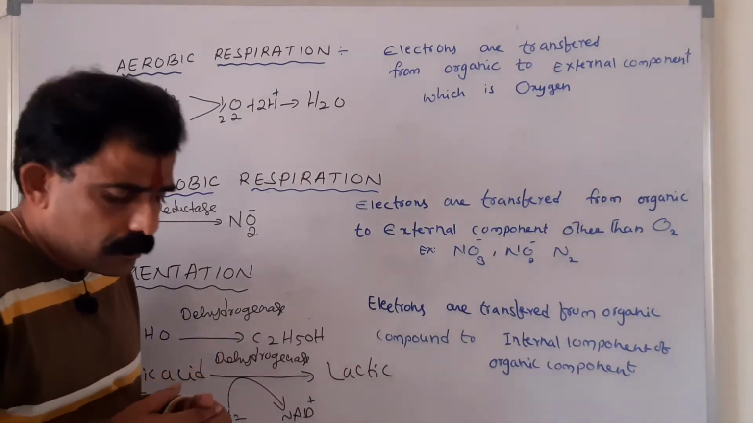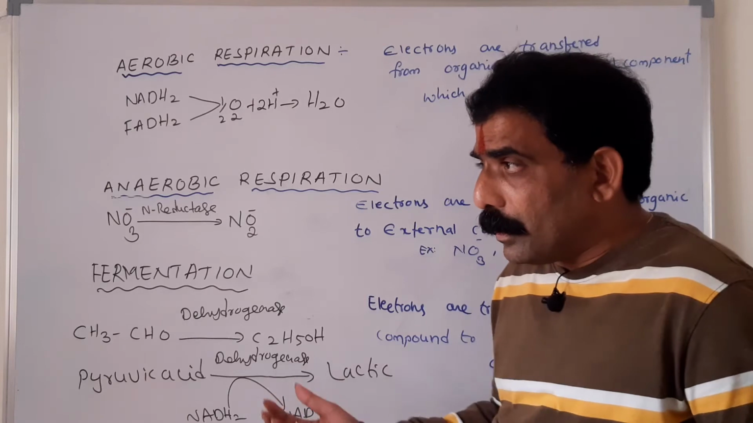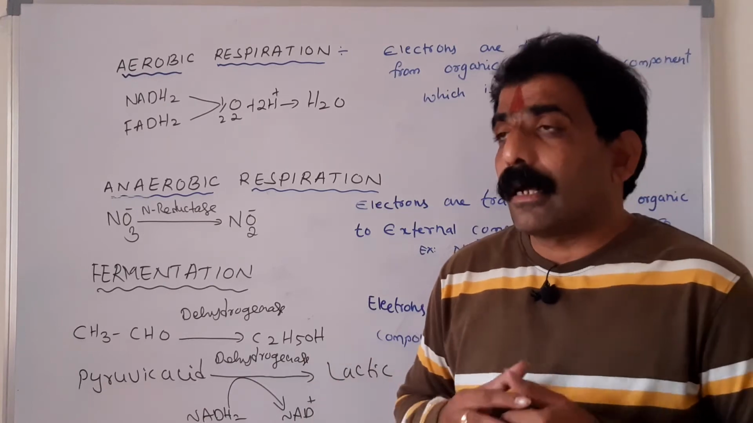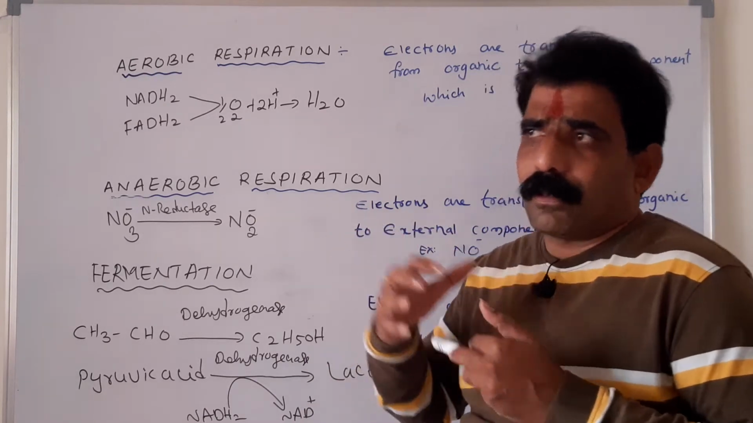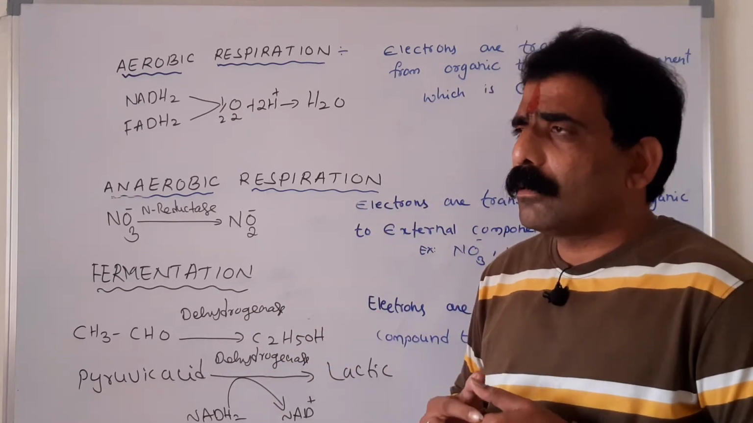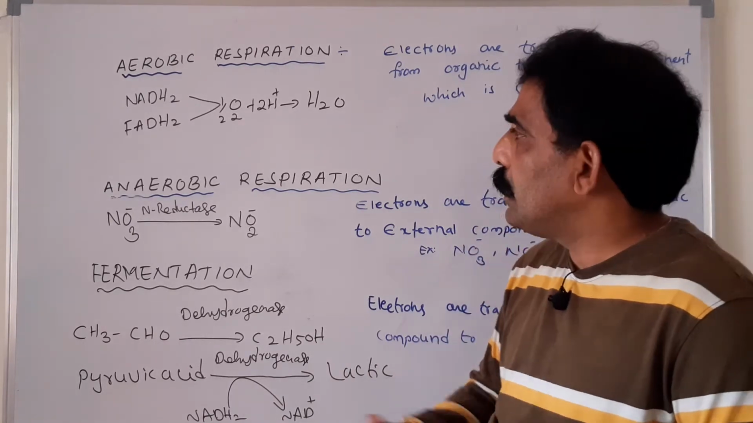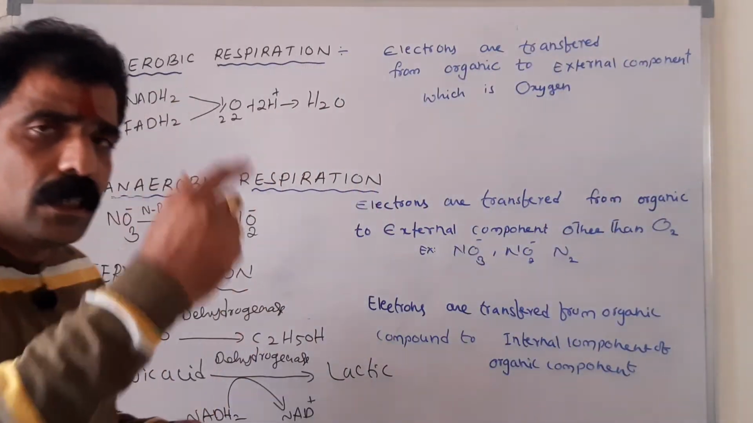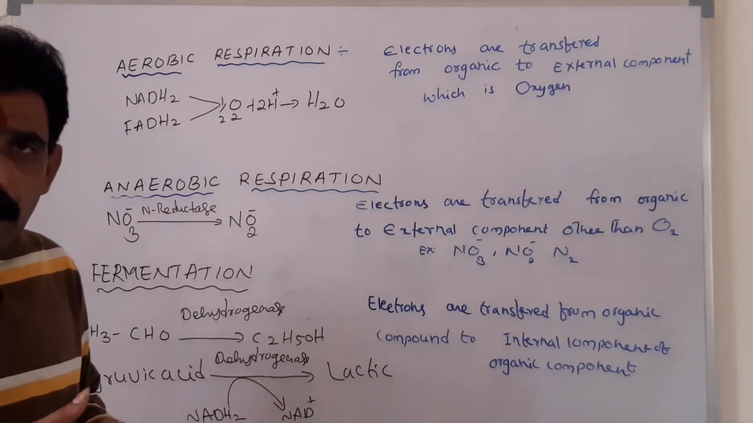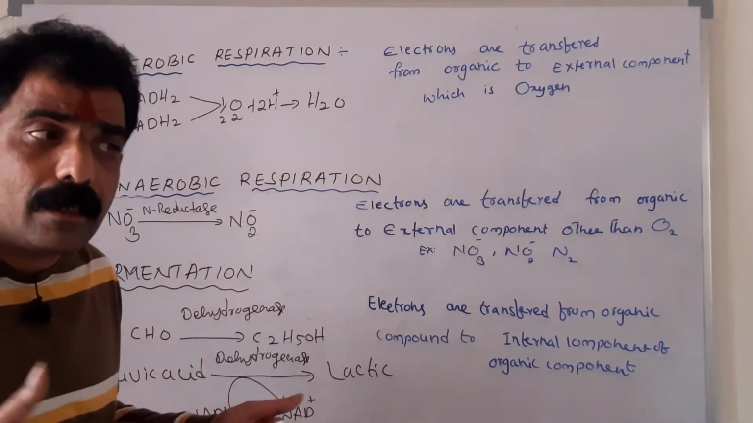It may be malic acid, or oxalosuccinic acid, or pyruvic acid in the case of the connecting link reaction, or glyceraldehyde 3-phosphate in the case of glycolysis. So electrons are coming from organic compounds to these coenzymes and they get reduced into NADH2 or FADH2, which we call reduced coenzymes. In aerobic respiration, the NADH2 and FADH2 produced during glycolysis, the connecting link reaction, or even the Krebs cycle enter into the electron transport system where they get oxidized.